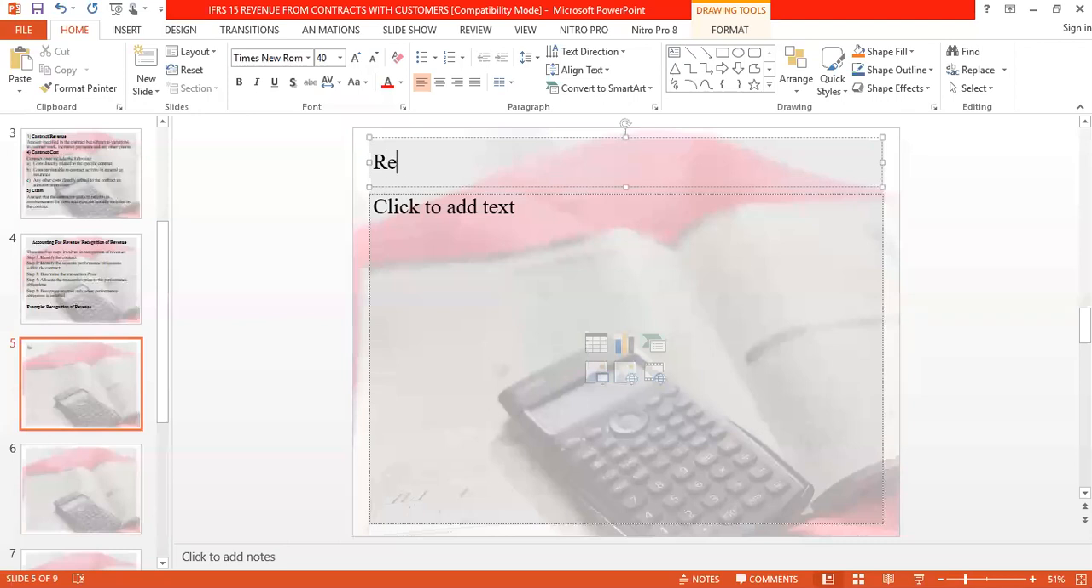Now next, we want to look at recognition of contract revenue and costs. Recognition of contract revenues and costs. Again, these I want to cover for the next 20 minutes or so.